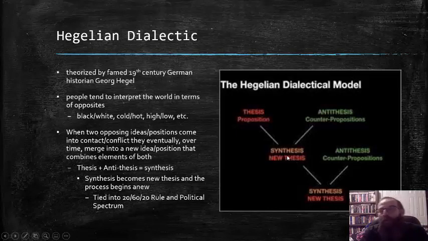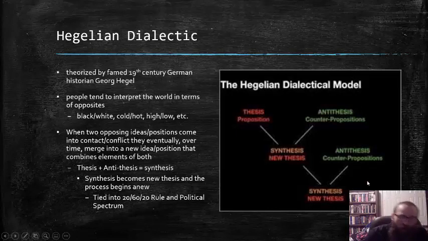It too is then met with a counter argument, its opposite, which is its antithesis. And again, arguments go back and forth between both sides until a compromise or consensus is reached, which becomes the new synthesis, which is then the new thesis, and this whole process once again begins anew.